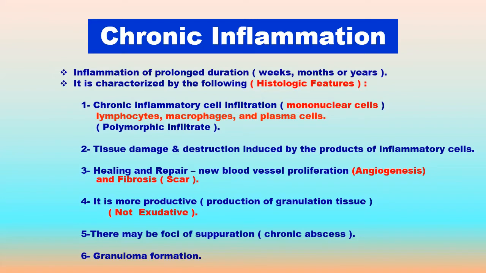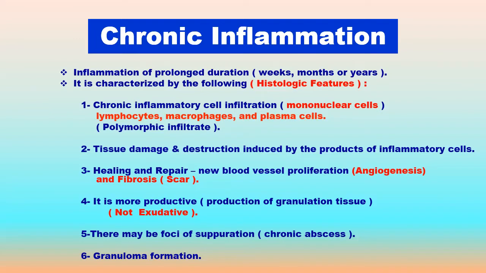Fourth, chronic inflammation is more productive in nature, means production of granulation tissue, which is tissue of healing. Then granulation tissue matures into fibrous tissue. So, chronic inflammation is not exudative in nature, and there is no inflammatory exudate formation in chronic inflammation.